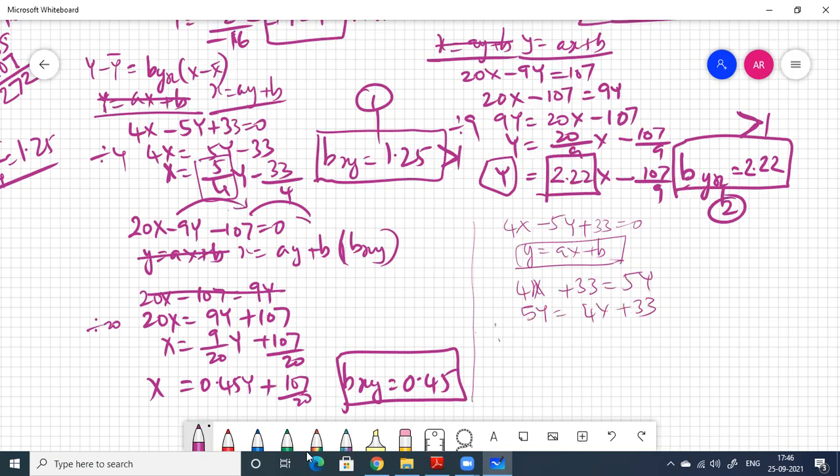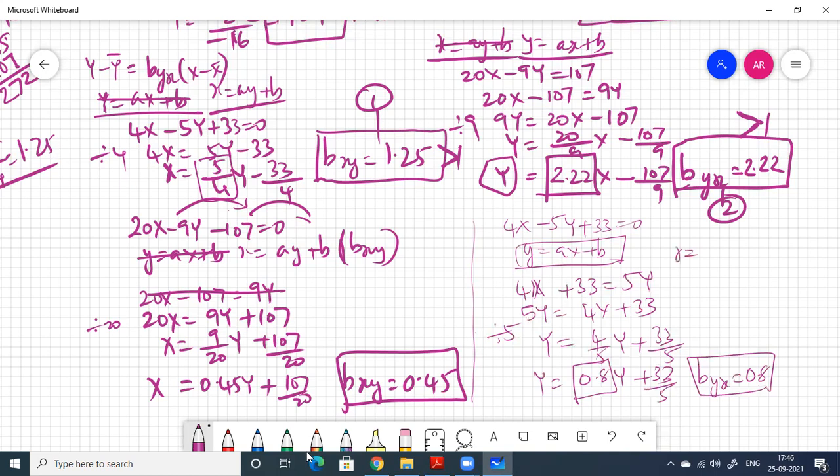You divide by 5 on all sides. y is equal to 4 by 5 x plus 33 by 5. That is equal to 0.8x plus 33 by 5. From this we get this value b of yx is equal to 0.8. Now you must do the correct calculation. r is equal to root of b of xy into b of yx. That is equal to 0.45 into 0.8. Okay. Now 0.45 into 0.8 you do. It's coming 0.36.